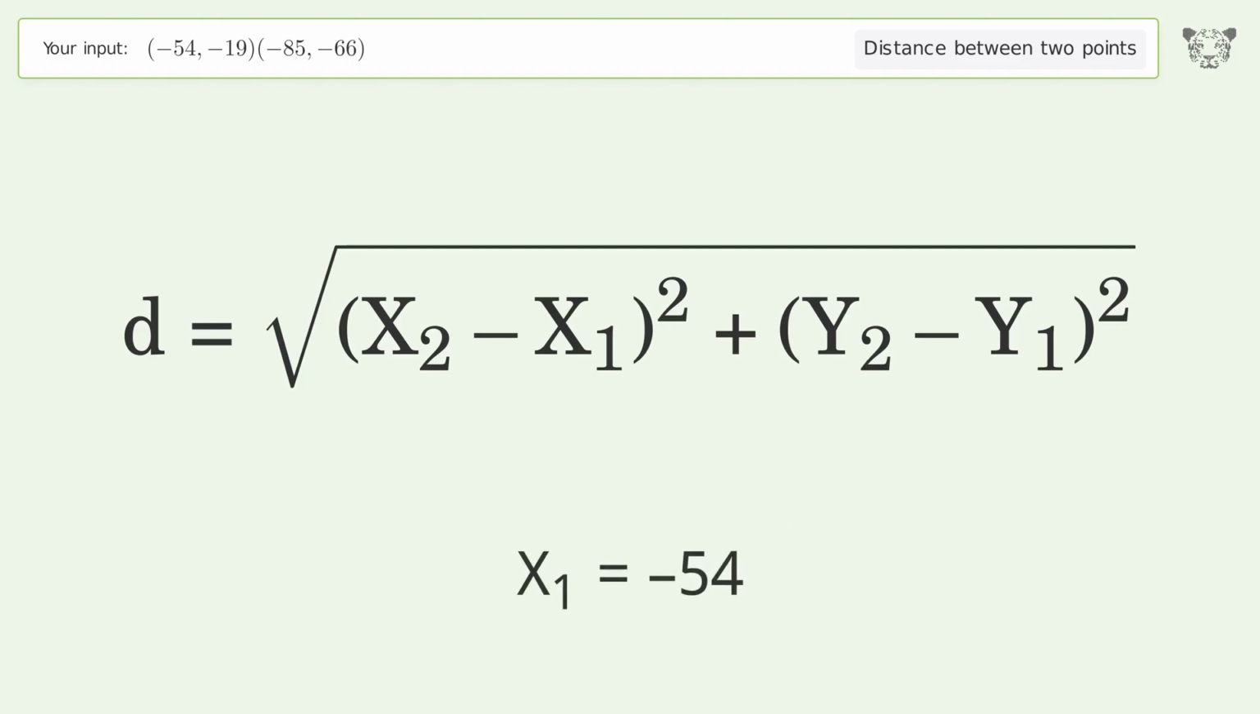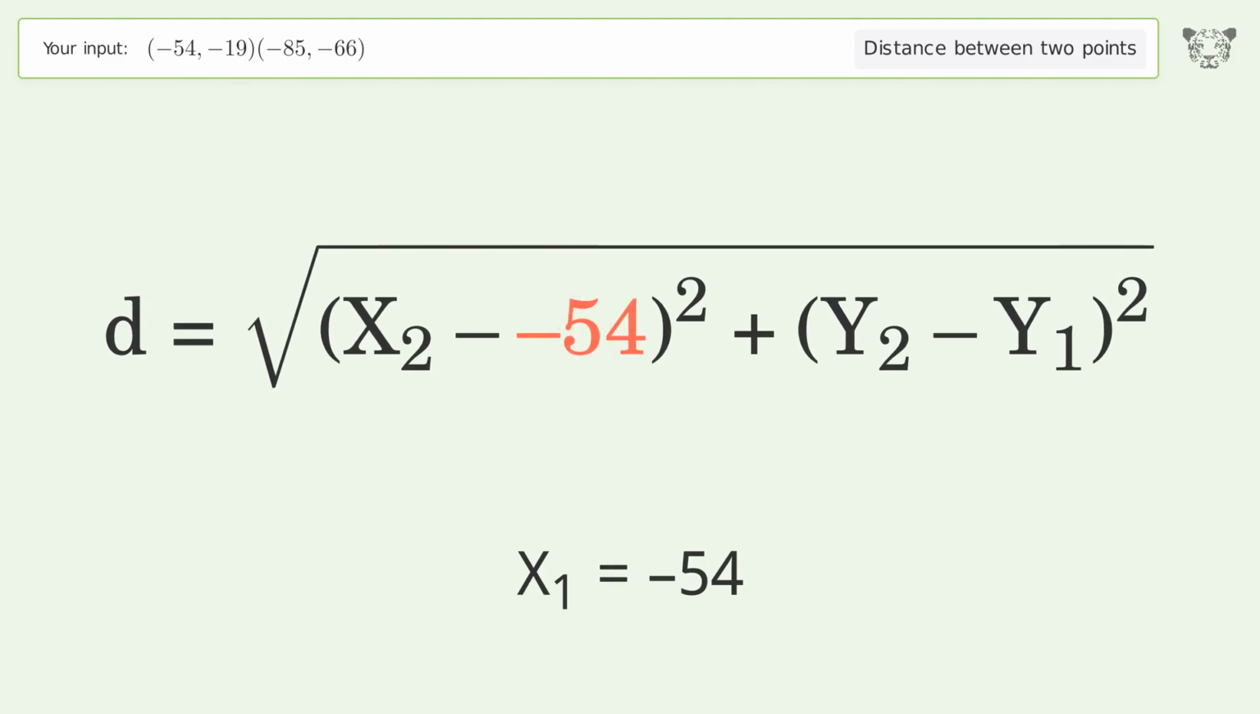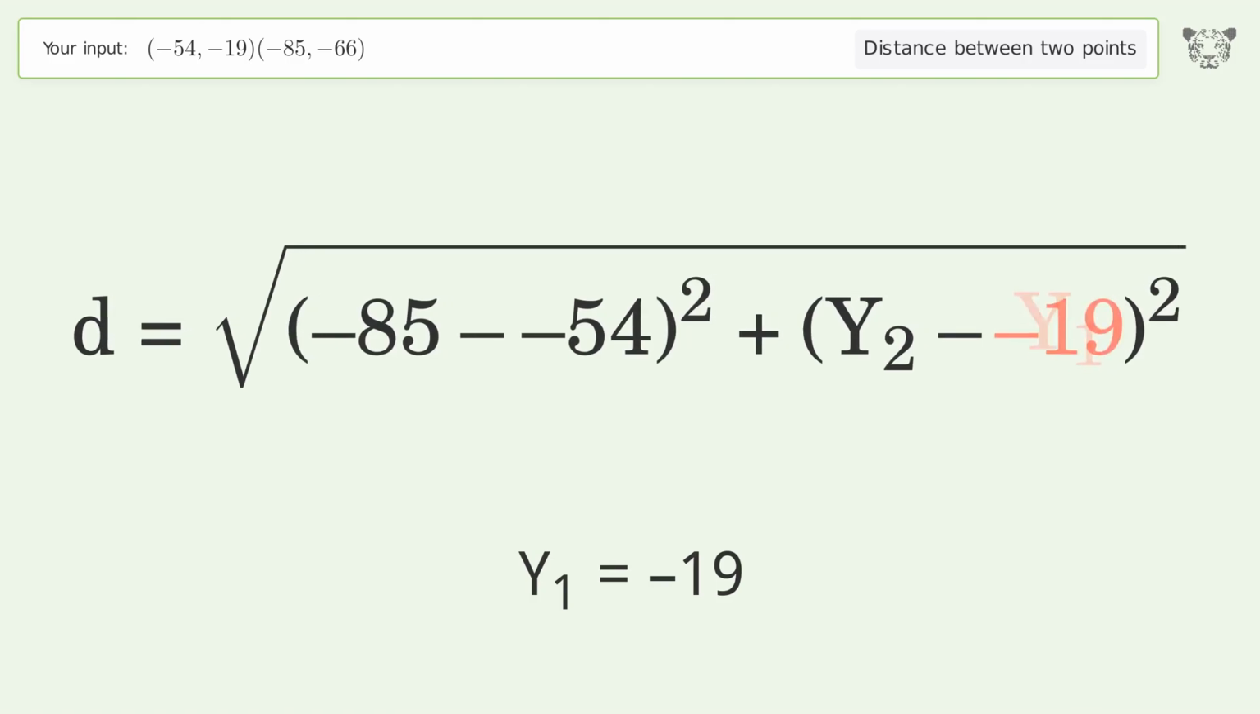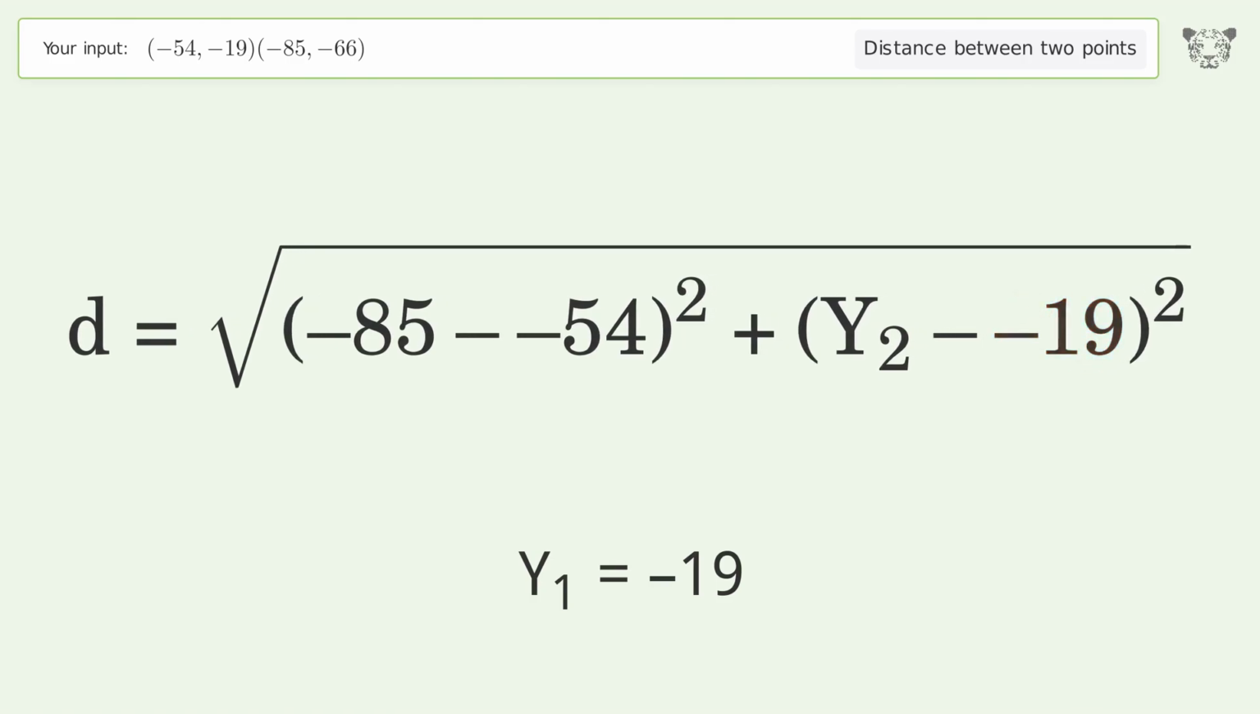x1 equals -54. x2 equals -85. y1 equals -19. y2 equals -66.